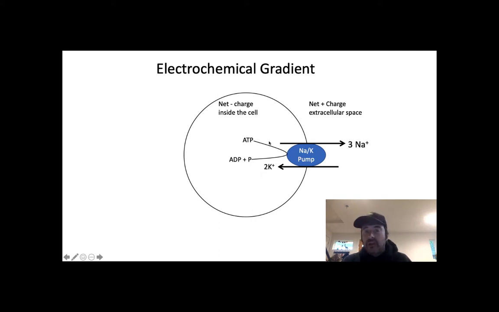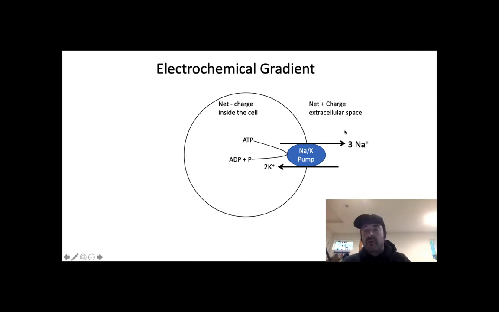Now, due to the activity of this pump and other things that we're going to talk about in just a few minutes, the net charge inside the cell is negative, and the net charge outside the cell is positive. Now, when I talk about the sodium-potassium pump establishing what's called an electrochemical gradient, what I'm saying is the sodium-potassium pump establishes a gradient for sodium and potassium that has both an electrical component and a chemical component.